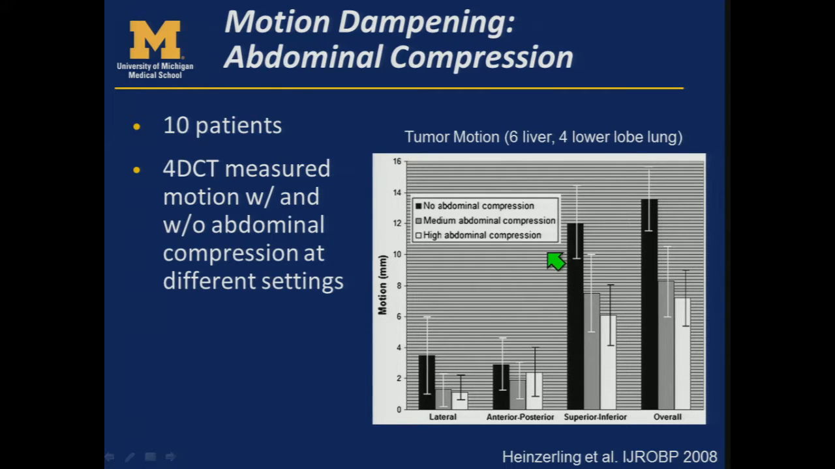And so you can see most of the motion they're going to see is in the sup and inf direction. But if you look at the overall motion without abdominal compression, they saw an average motion of around 1.5 centimeters. But with compression, either medium or high, you can reduce that down to 5 millimeters, 1 centimeter in that range. And at least in our clinic, that 0.5 to 1 cm range is really when we think it's most important to apply a breath hold technique or motion management technique during treatment to reduce the amount of normal tissue that we're treating. So compression can certainly be used to help bring the patient's breathing back down into a manageable level.